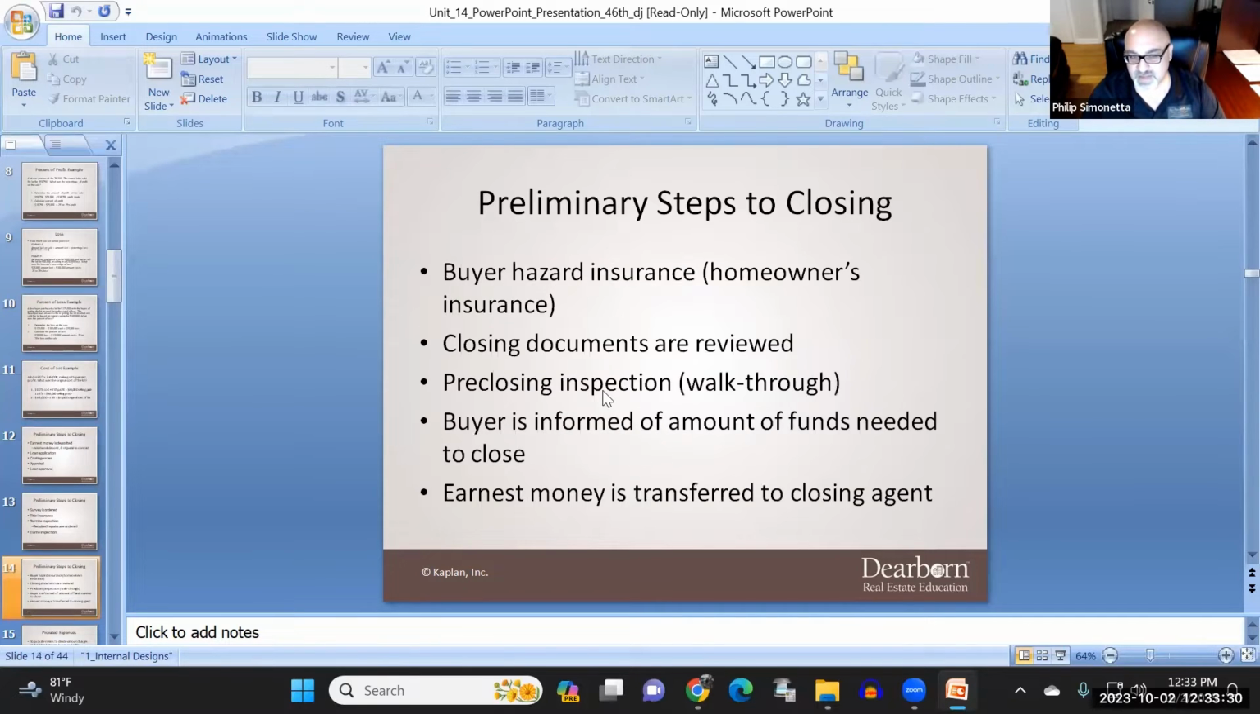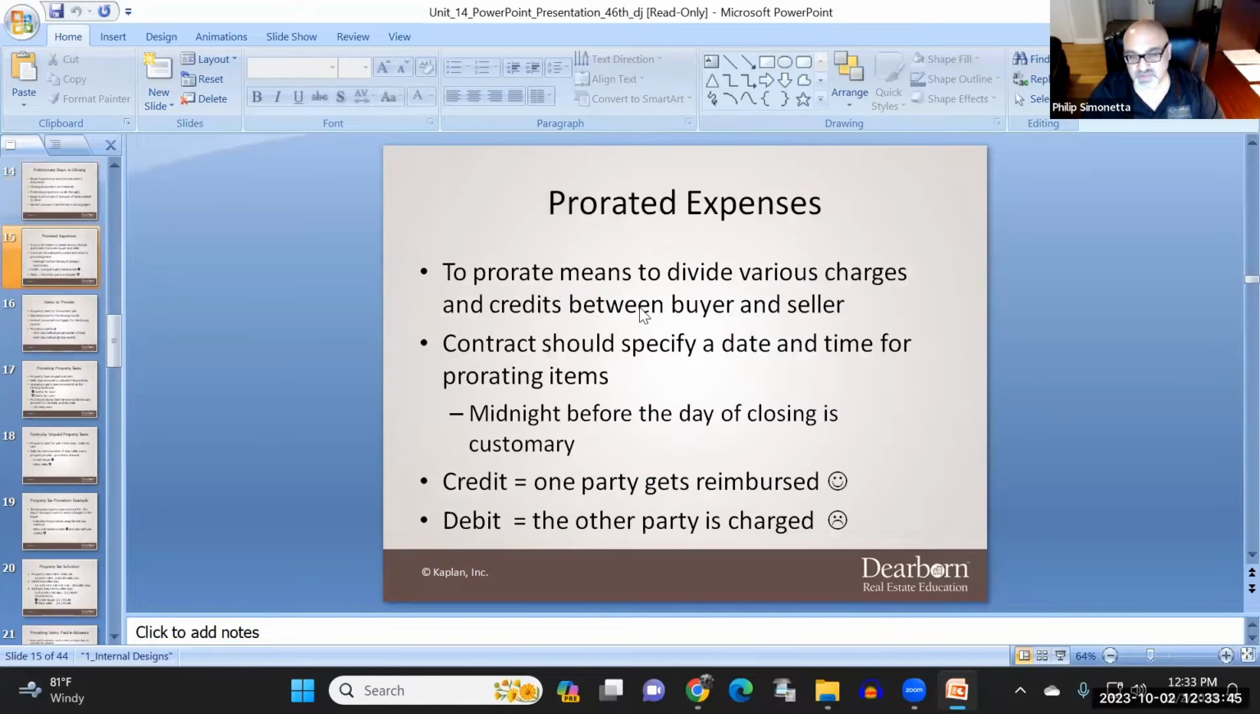Home inspection gets done. The buyer gets insurance put in place. The closing documents are reviewed. There's an inspection walkthrough. The buyer is informed of the amount of the funds needed to close, and there's earnest money, and it's transferred to the closing agent. That's the deposit money goes to the closing agent.